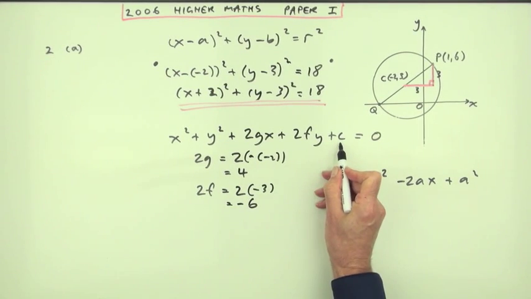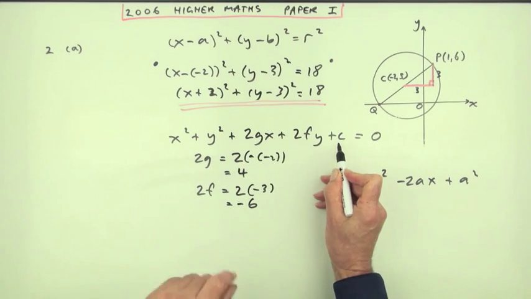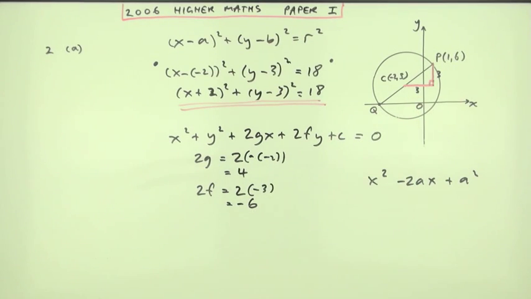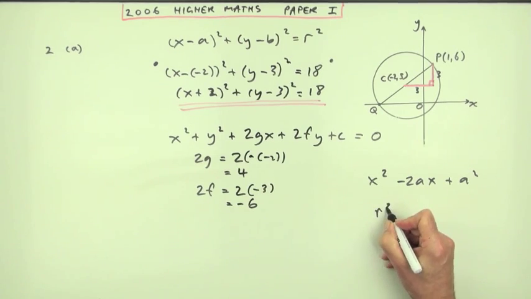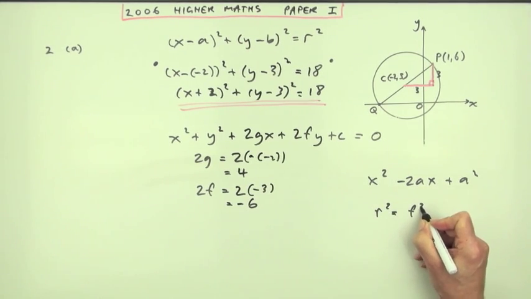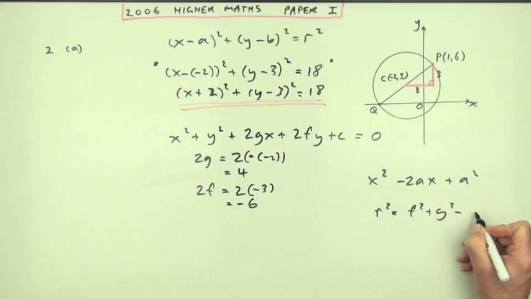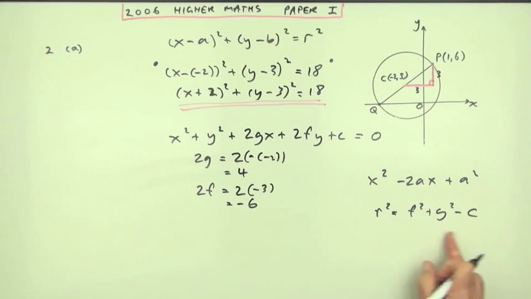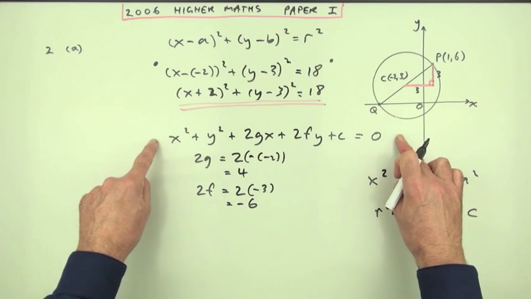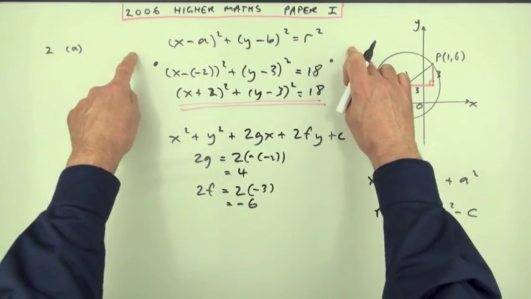Then for the c, the simplest way of doing that would just be by putting in any point in the circle, rather than messing about with that r squared equals f squared plus g squared minus c business, and then rearranging that for c. You can see it's actually quite a mess to try and use this one. That's a much simpler one.